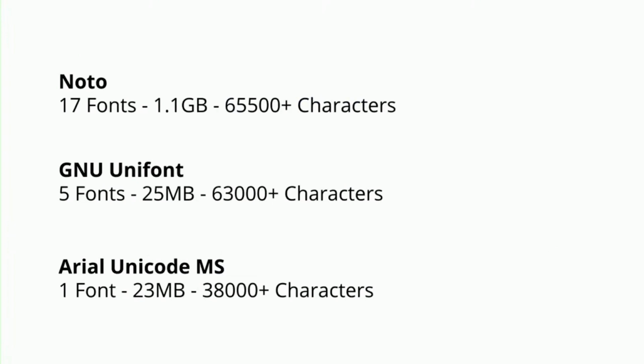Google publishes the Noto Font, which is a large font repository, 17 fonts, different styles, different boldness and thicknesses and italicized, totaling 1.1 gigabytes, but it supports 65,000 characters. You can cut that down if you just want a single kind of weight and style, but if you're just looking for that, something like the new Unifont might be a bit better. It's a combination of 5 different fonts that cover about 63,000 characters across a variety of different languages, all of the most commonly used. And it's only 25 megs.